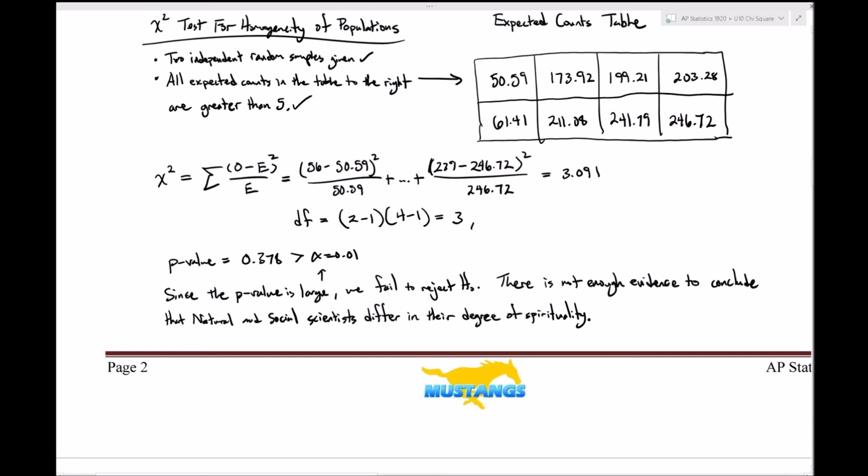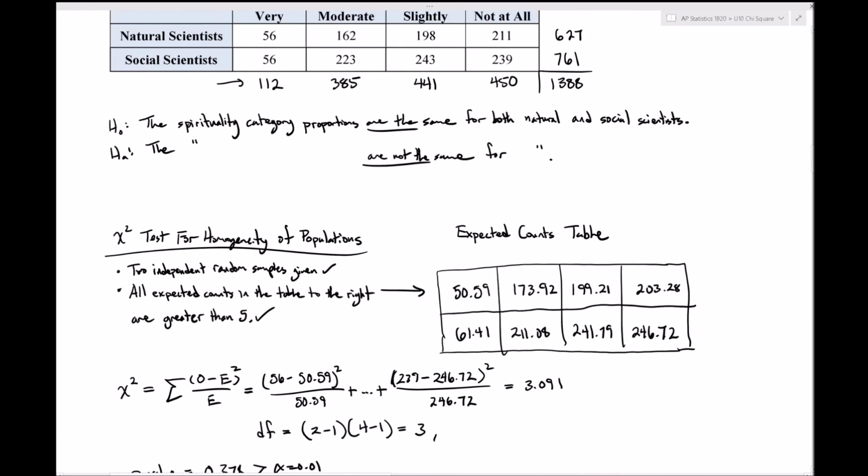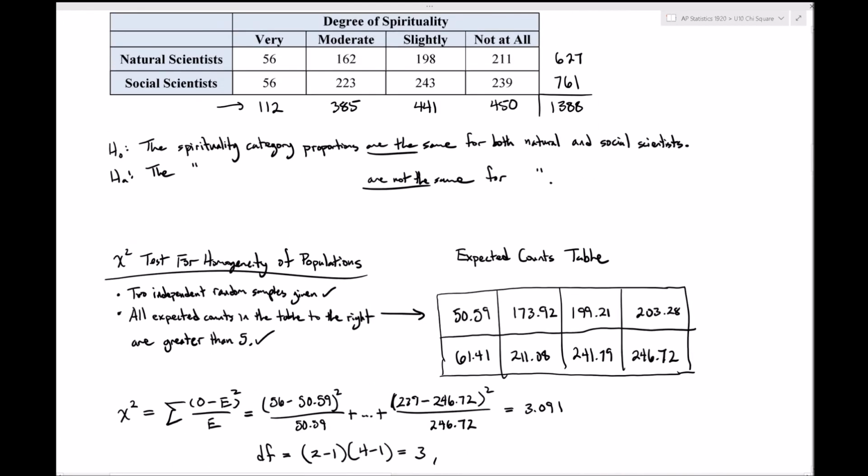So what does that mean? It means the test didn't really detect a difference between the expected counts and the observed counts here. So those observed counts weren't very far off from what they should have been. And they don't really look too far off.